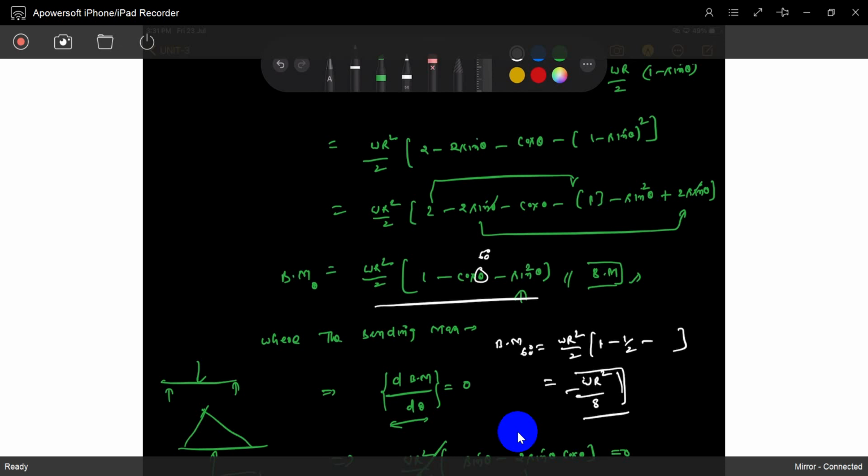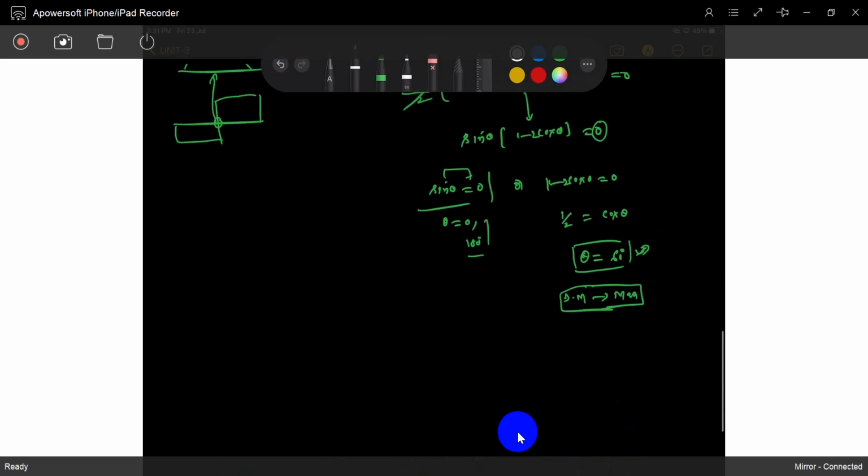That's it. Bending moment is maximum. If you draw the bending moment diagram, I will show you.